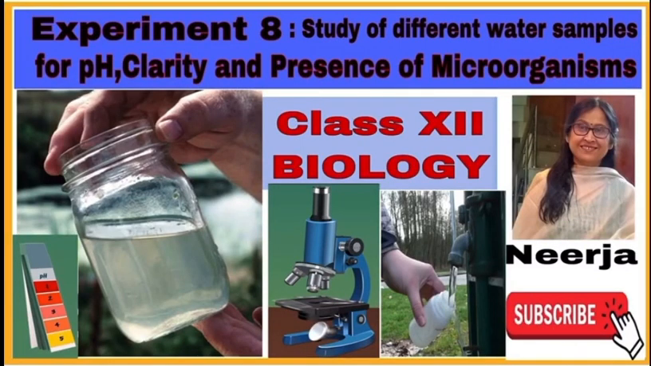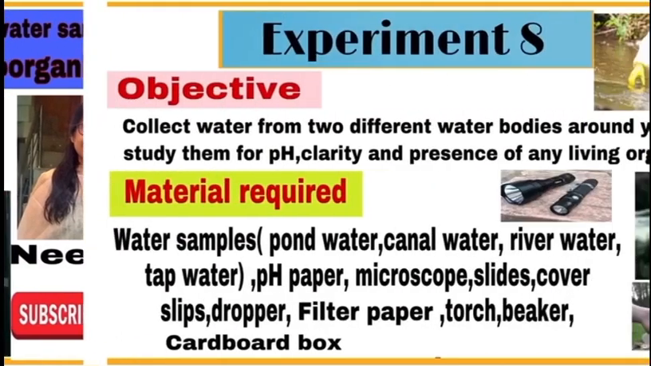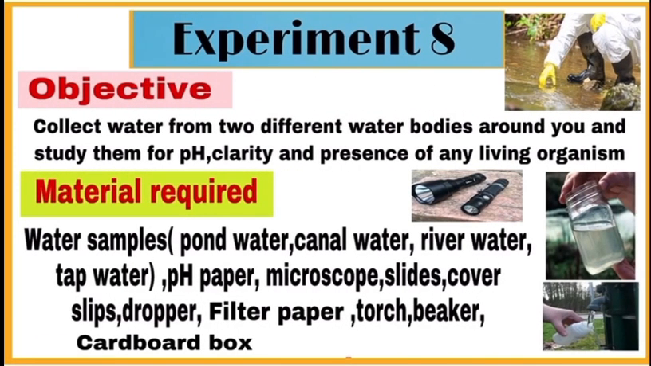Hello students, this is experiment number 8, study of different water samples for pH, clarity and presence of microorganisms. First write the objective or the aim of the experiment, that is collect water from two different water bodies around you and study them for pH, clarity and presence of any living organism.